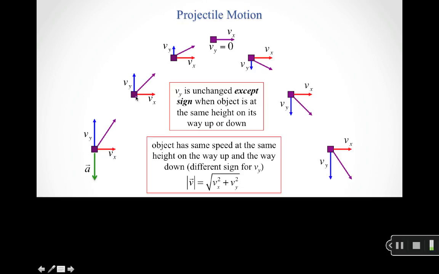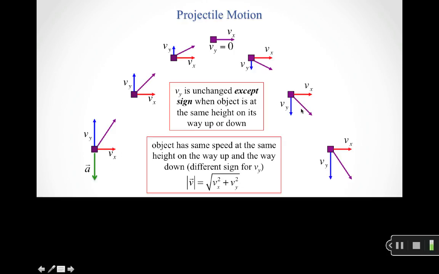So if it's at this height, traveling, let's say, with a speed of 10 meters per second, when it comes back down to that same height, it's also going to travel with 10 meters per second. Now the other thing you can notice is the angle it makes with the horizontal at this height is the same as the angle it makes with the horizontal at that height on its way back down. Again, all I've done is change that here it's above the horizontal on its way up, and the angle the velocity vector makes with the horizontal is below the horizontal on its way down.